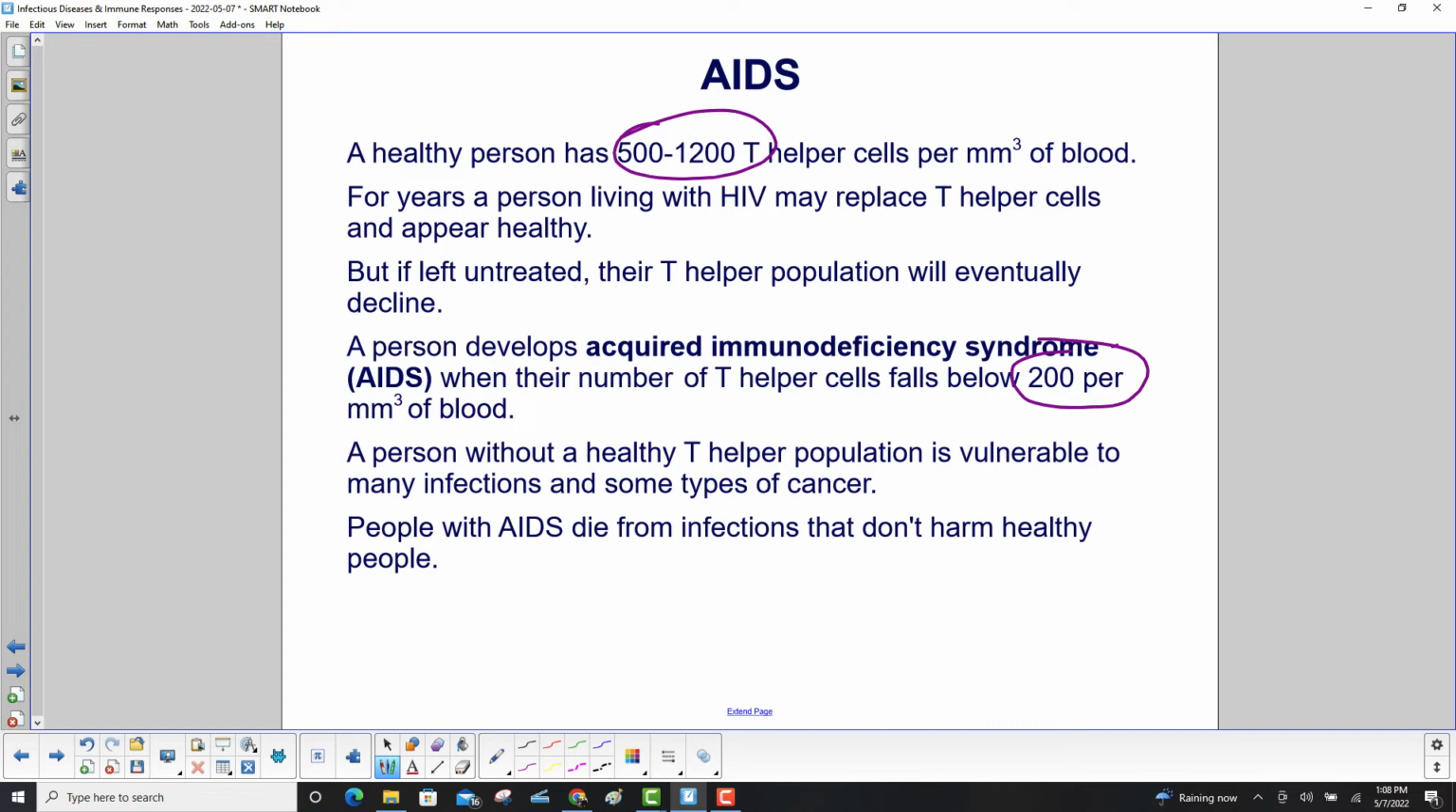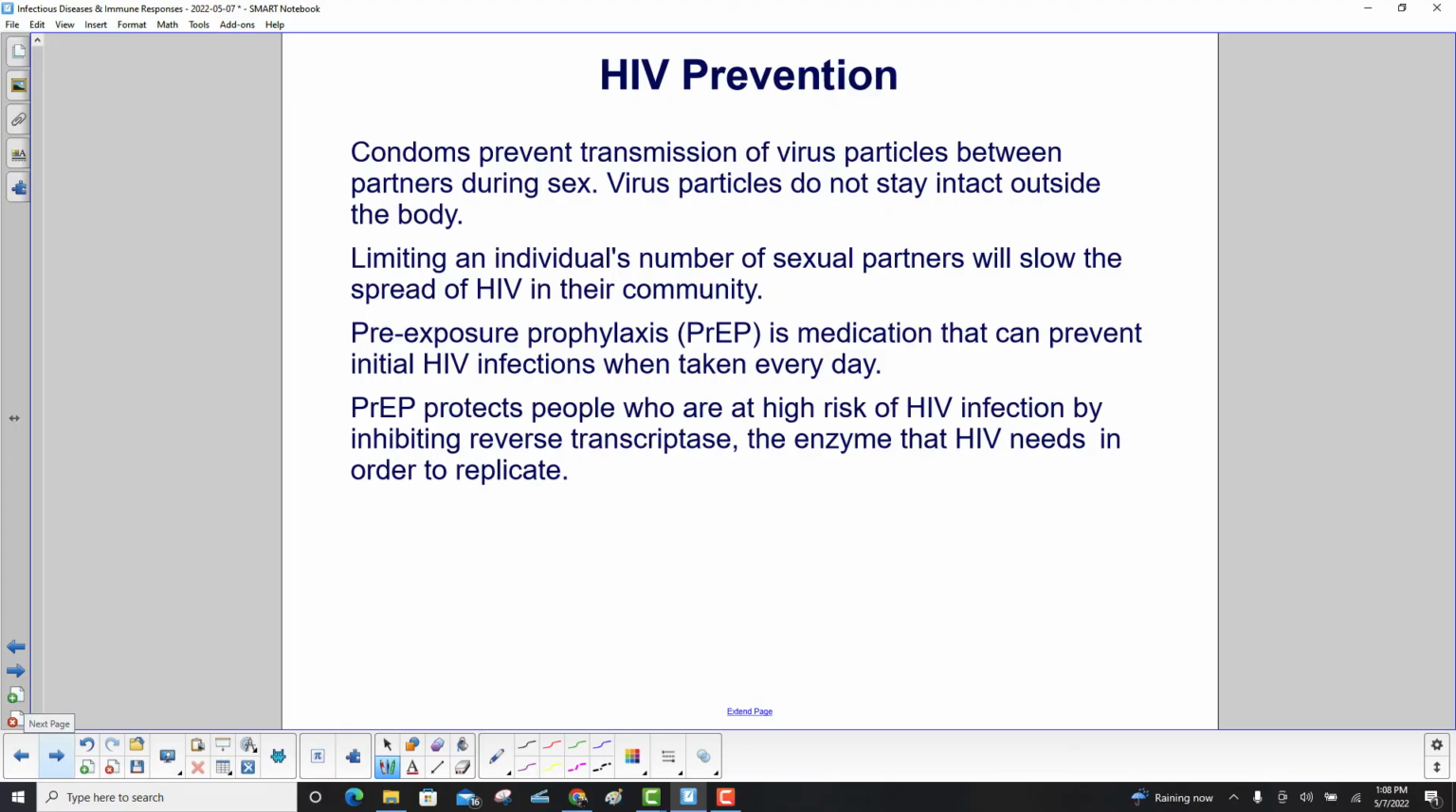A person without a healthy T helper population is vulnerable to many infections and sometimes cancer. People with AIDS die from infections that don't harm healthy people. Condoms prevent transmission of virus particles between partners during sex. Virus particles do not stay intact outside the body. Limiting an individual's number of sexual partners will slow the spread of HIV in their community.